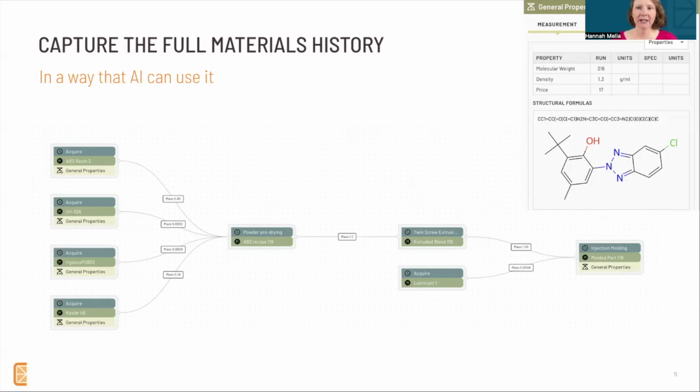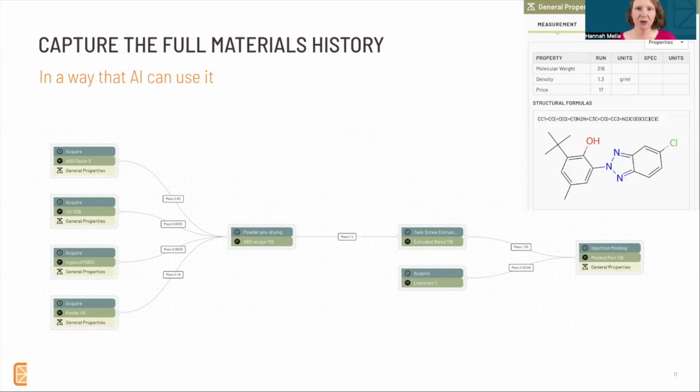This is an interactive part of the platform that we provide. You can click on any of these boxes and see the properties of the ingredient, the parameters of the processing step, the properties of the final output.